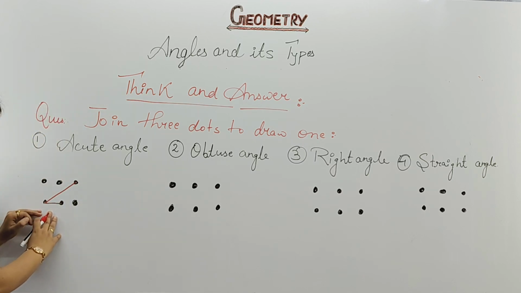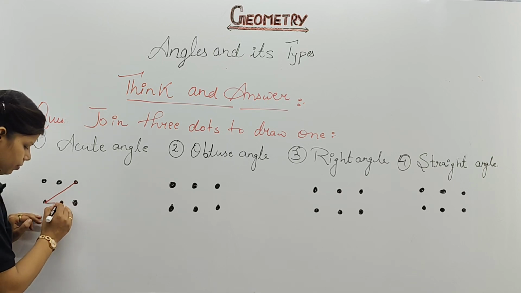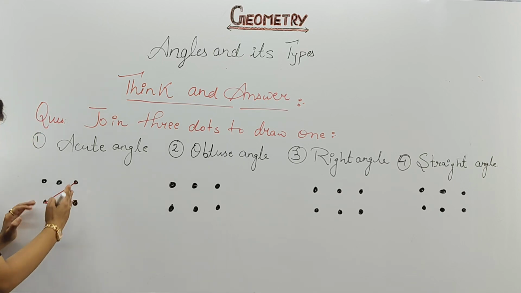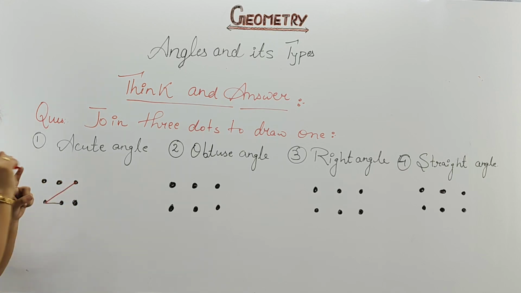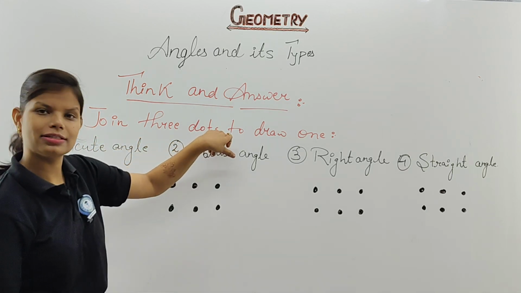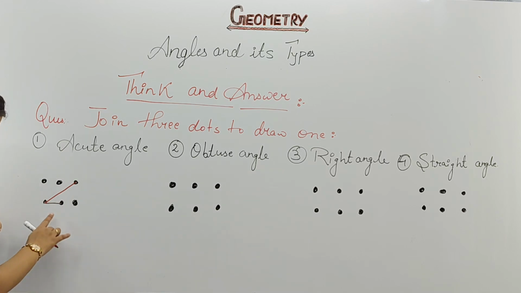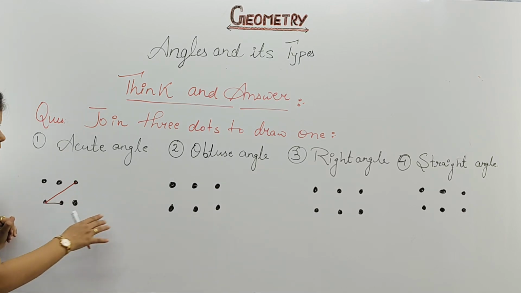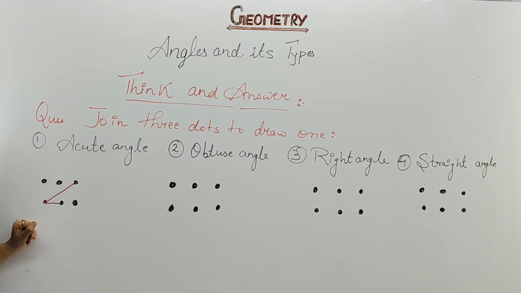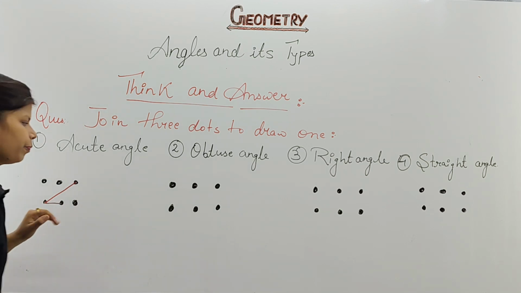Clear? It is quite small. I hope it is visible. This is acute because it is less than 90, and it said we have to join how many dots? 3. This is your acute angle. For obtuse angle, what are you going to do? What type of joints are you going to show for obtuse angle? Please share your answers in the comment section.